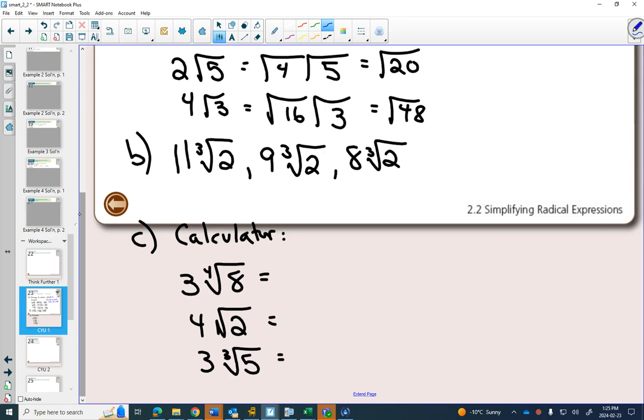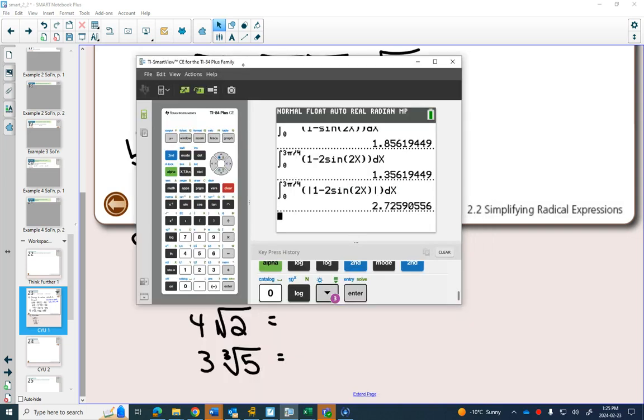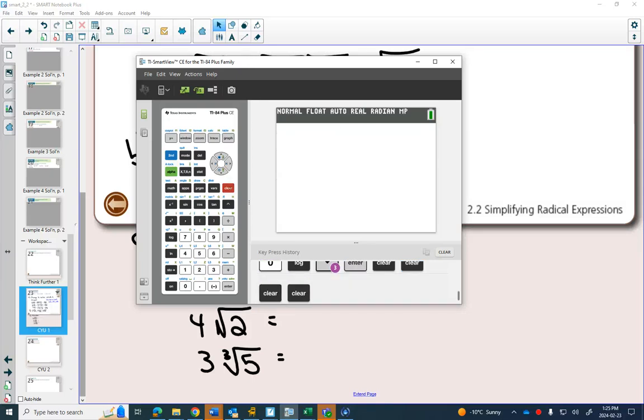And I'll show you a couple things that you can do with your calculator. If you have a graphing calculator, we'll look at what we can do with our graphing calculator. If you have a scientific calculator, you're going to need to find this as well on your calculator. So first of all, for square root of 2, I'll do the easy one first. Your square root button's right there. You can type in 4 square root of 2. That's going to be 5.6568.